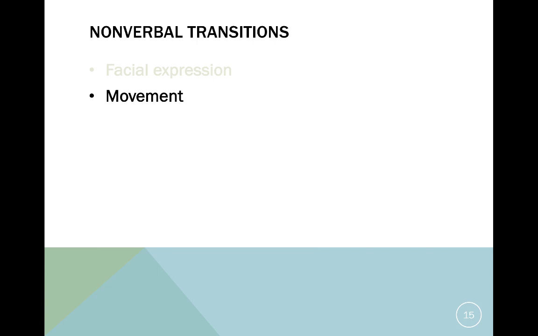You can use movement. In other words, you can start your speech on one side of the projector in the front of the room, and you slowly and casually move to the other side for this next part of your speech. Or maybe you move in a few steps towards your audience to emphasize something that's coming next.